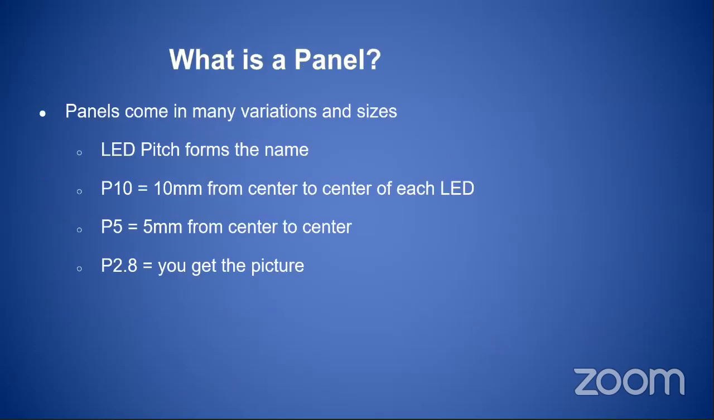So what is a panel? Panels come in a bunch of different variations and sizes. The name that you get from it, so if it's called a P5 panel, that's because the dot pitch from the center of the LED to the center of the next LED is 5 millimeters. A P10 is 10 millimeters. A P2.5 or anything lower than that, that's why it's named like that. So a P10 is 10 millimeters. So you get the picture.